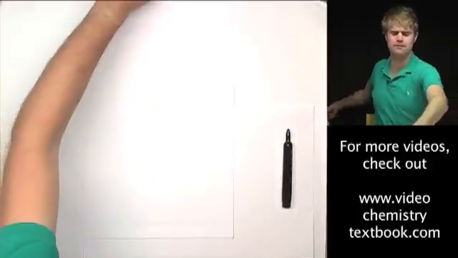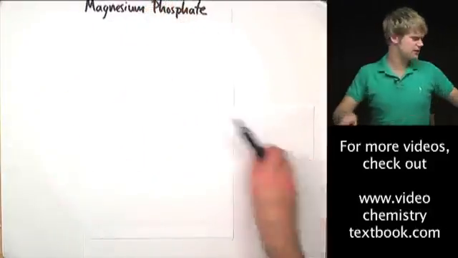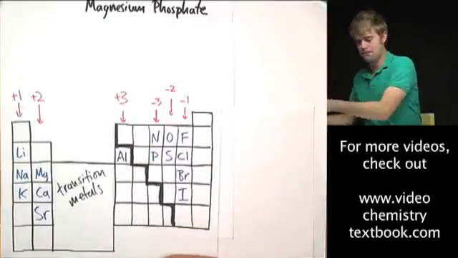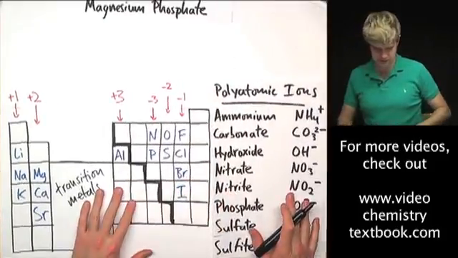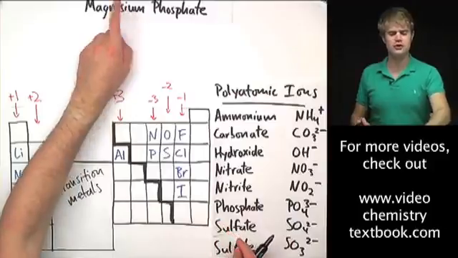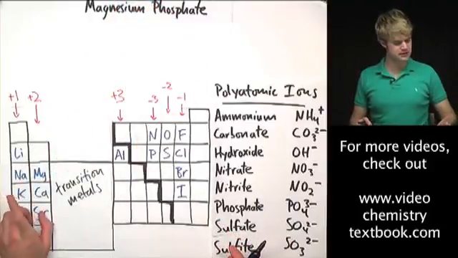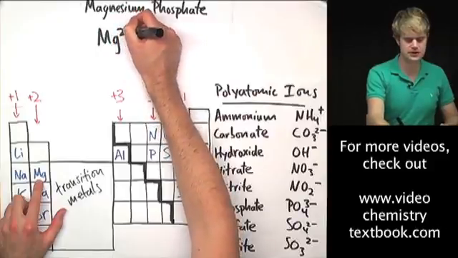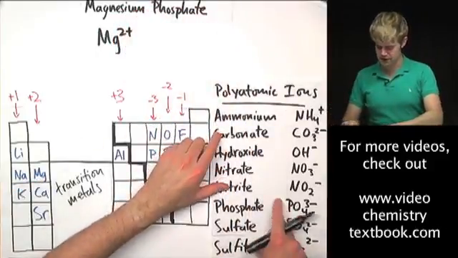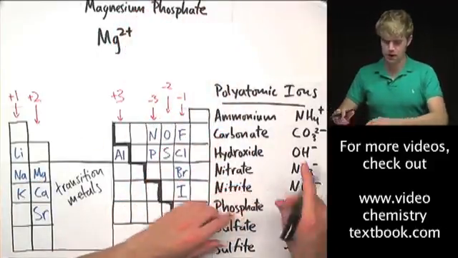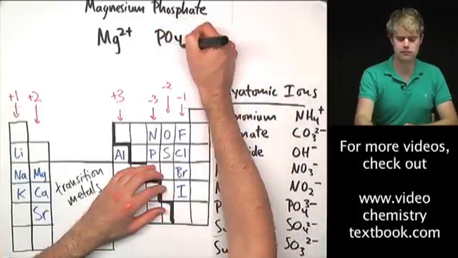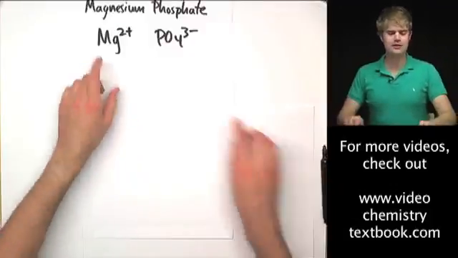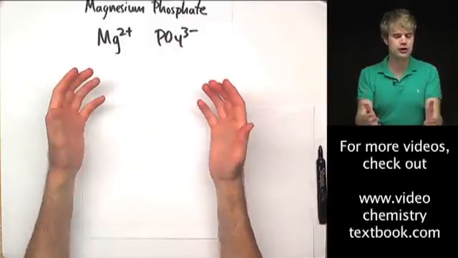Okay, here's the last one. Magnesium phosphate. Periodic table, polyatomic ion list. I find the charges for magnesium and phosphate. Magnesium is here. It's Mg with a 2+. And phosphate, we just did this. It's right here. PO4 3-.